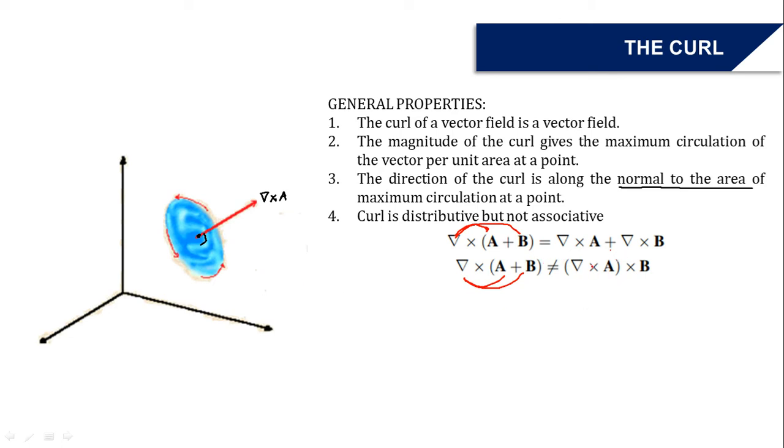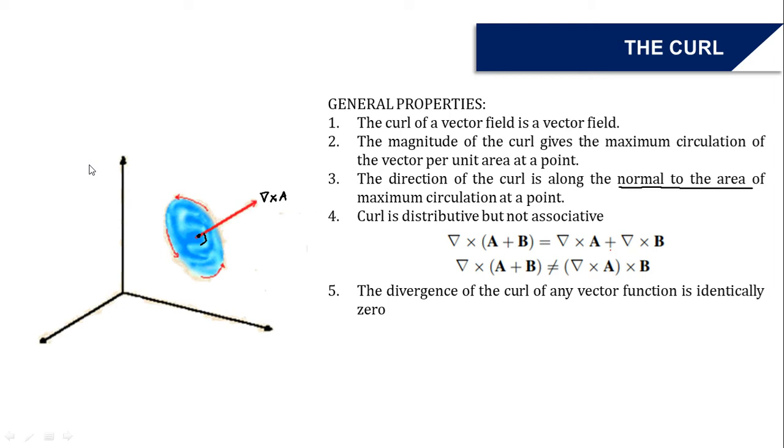Hindi natin pwedeng ilipat 'tong parenthesis dito para masabi na same 'yon. Okay? So again, the curl is distributive but not associative. Okay? Next, the divergence of the curl of any vector function is identically 0. Ano'ng ibig sabihin niyan? So pag kinuha pala natin 'yung curl ng isang vector, let's say vector A, tapos kinuha pa natin 'yung divergence niyan, equal lang 'yan sa 0.